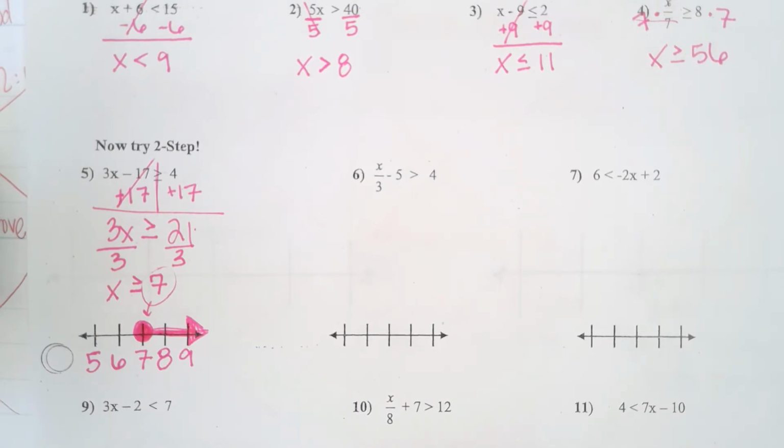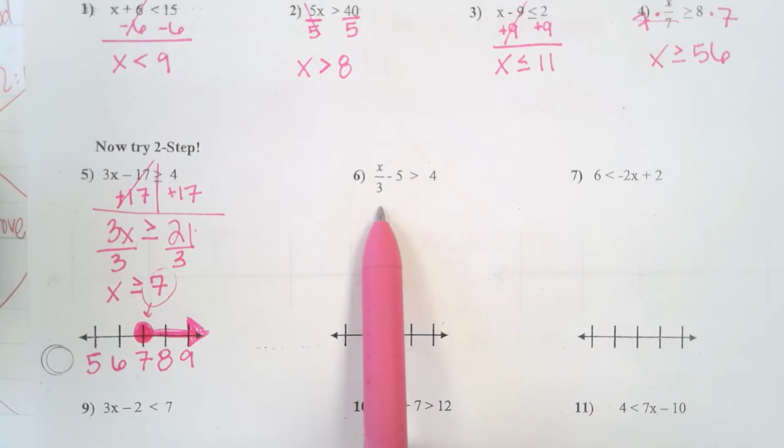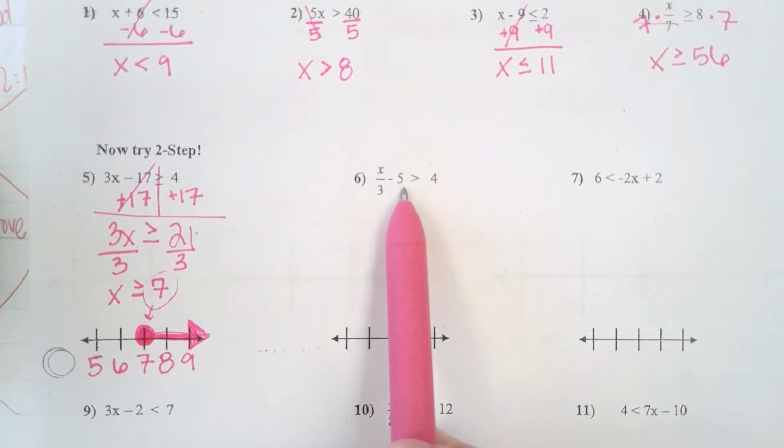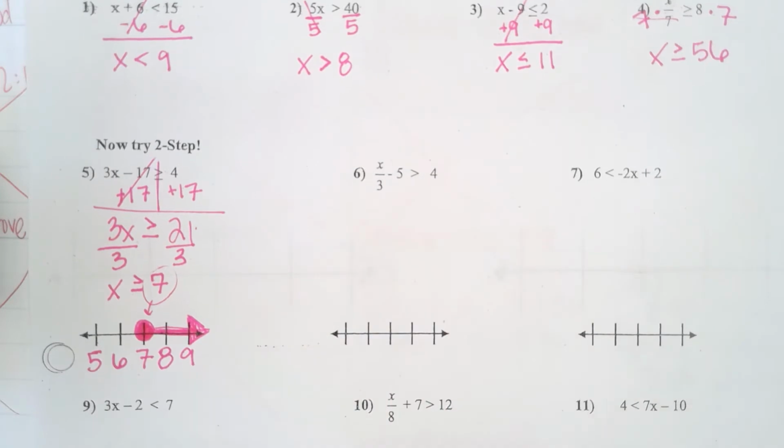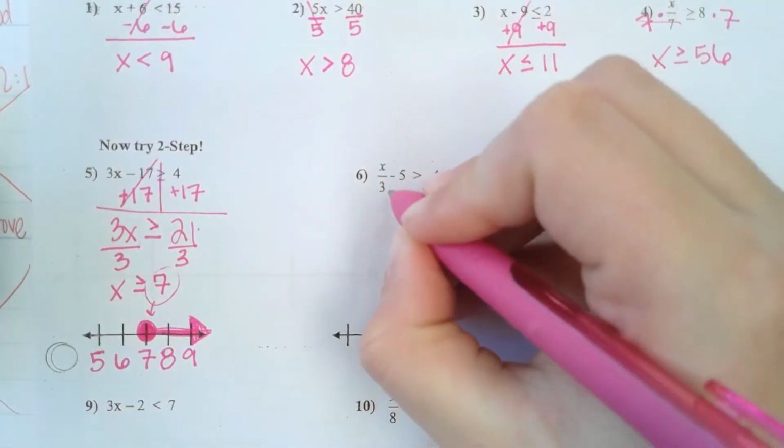Again, you guys can pause this video at any time, but I'm going to go ahead and move on to the next one. All right, so number 6. First number that I need to move is my constant that's on the same side as x. So in this case, I need to move that 5. So right now it's subtracting 5. So the opposite of subtracting 5 is adding 5.